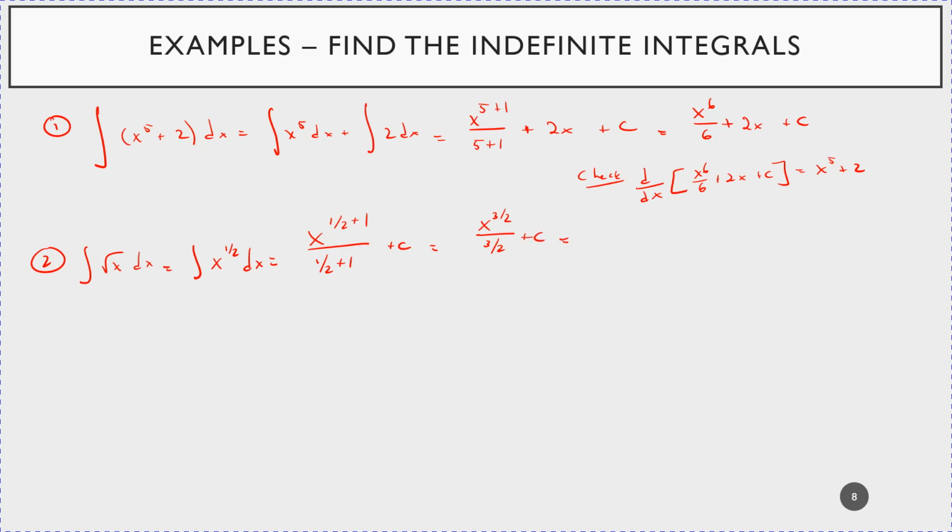And then this fraction comes up as its reciprocal. So this ends up being 2/3 x to the 3/2 plus c. And look, if you differentiate this, boom, you're just going to get the square root of x.